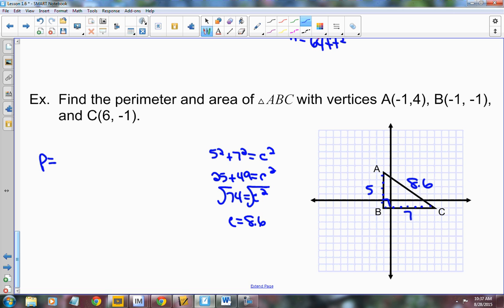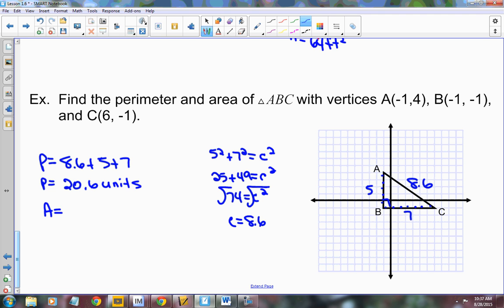So then to find my perimeter, I'm going to do the 8.6 plus the other two sides, which are 5 and 7. And so what does that give me? What does that give me if I plug that in? 20.6 units. You don't know if it's feet, yards, inches, whatever, just use units. Okay, so there's my perimeter.